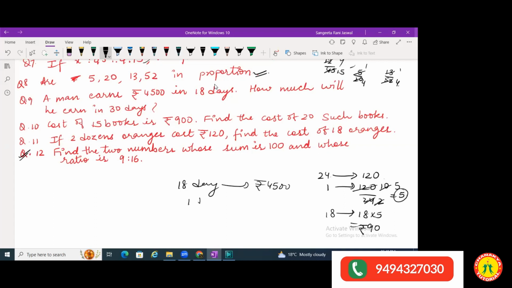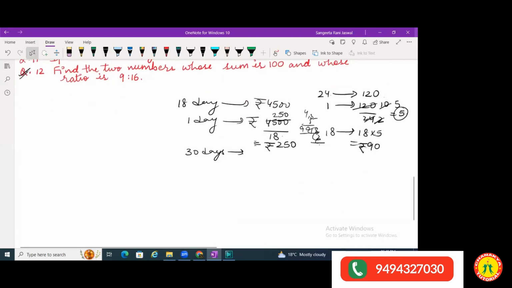Before we find for 30 days, we will find out for 1 day, how much he earns in 1 day. So earning in 1 day is rupees 4,500 by 18. When I divide this by 18, what do I get? Just find out, divide and give me the answer. Okay, ma'am. That's 250. Okay. That means in 1 day he is earning 250.